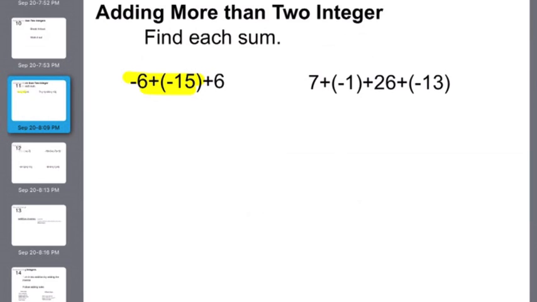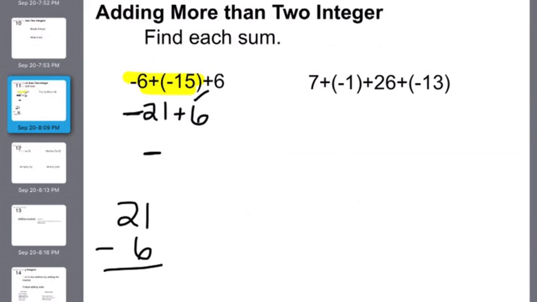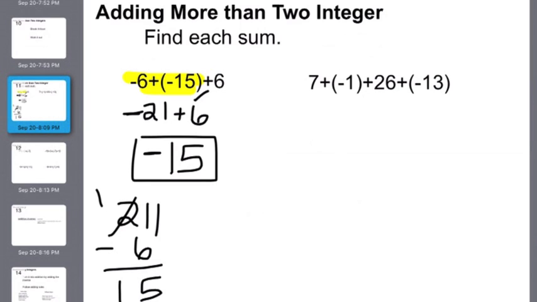When you're adding the same, you keep the symbol, then you just add the absolute values. So 6 plus 15 is 21. Then we're going to bring down our plus 6. Now we have negative 21 plus 6. The absolute value of negative 21 is bigger than the absolute value of 6, so our answer is going to be negative. And you take the bigger absolute value minus the smaller absolute value, and that gets us 15. So our answer here is negative 15. So we broke it down and worked it out.